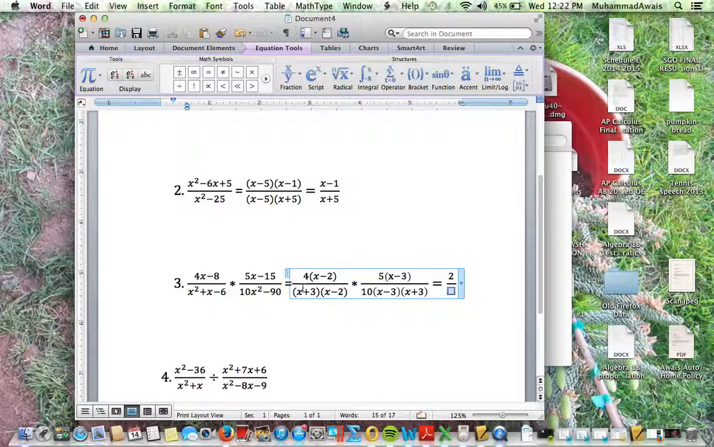Take a look at the denominator. I didn't touch the x plus 3, so I've got to leave it alone. x plus 3. Oh, another line. I already got rid of that x minus 2. I already took care of that x minus 3. And that 10 went away. And we still have another x plus 3.